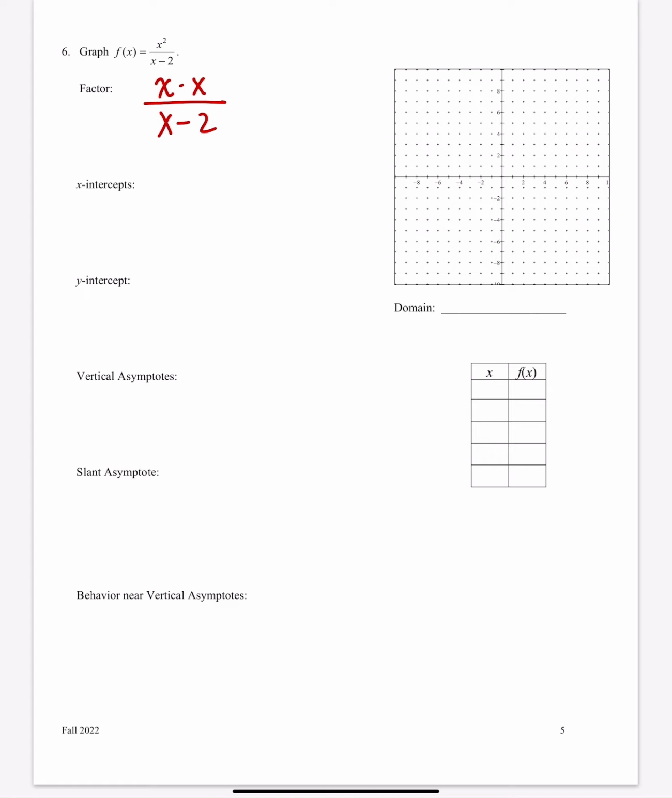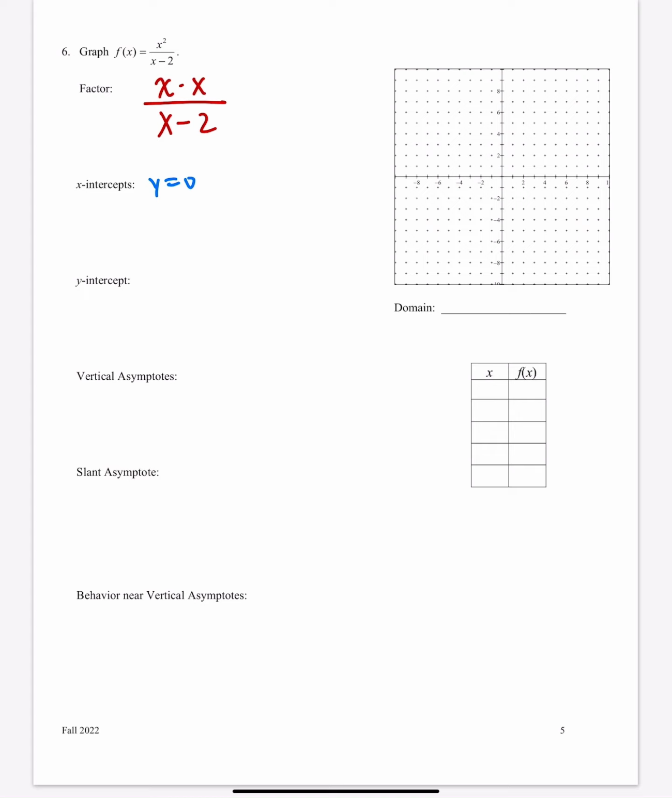So for the x-intercepts, what we need to do is set y equal to 0. So we do 0 is equal to x times x over x minus 2. But we cross multiply, right? So 0 times x minus 2 is just 0. So we kind of wasted our time.